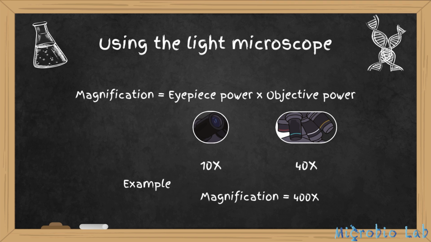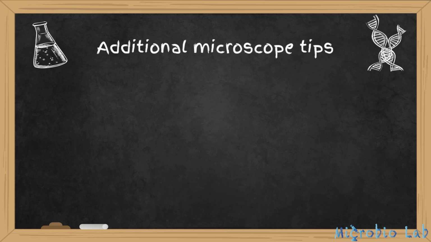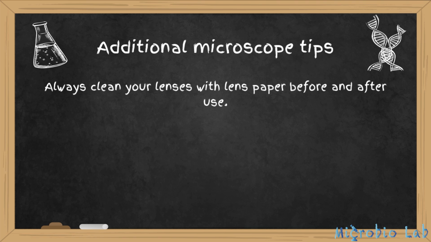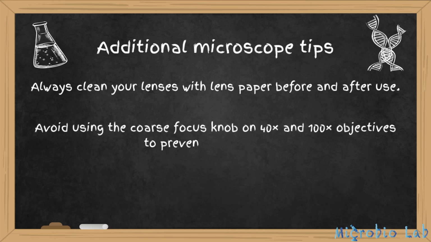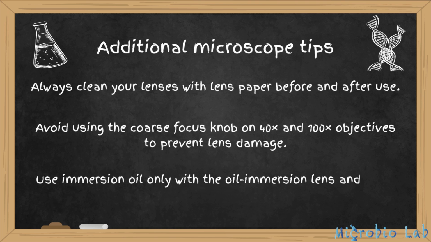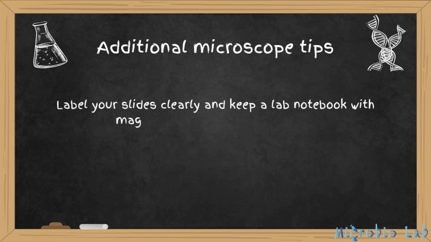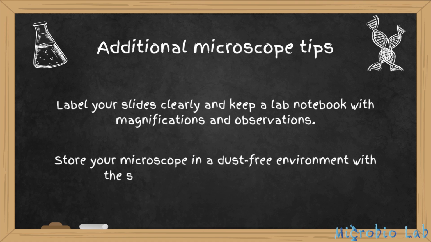To get the most out of your microscope, it's also important to adopt good habits and avoid common mistakes. Here are important tips to ensure accurate microscopy. Always clean your lenses with lens paper before and after use. Avoid using the coarse focus knob on 40x and 100x objectives to prevent lens damage. Use immersion oil only with the oil immersion lens and clean thoroughly afterward. Label your slides clearly and keep a lab notebook with magnifications and observations. Store your microscope in a dust-free environment with the stage lowered and lenses covered.